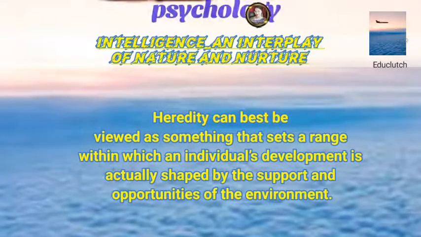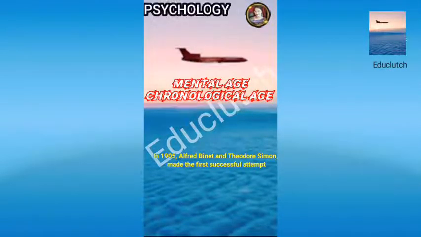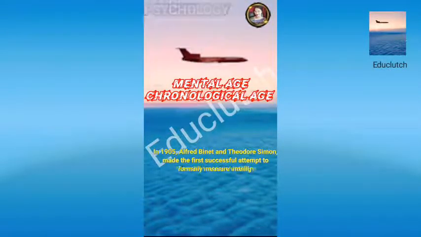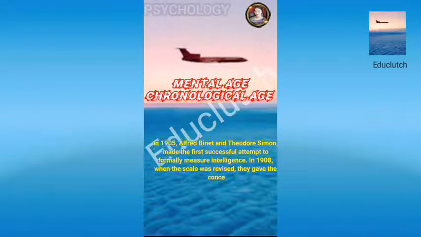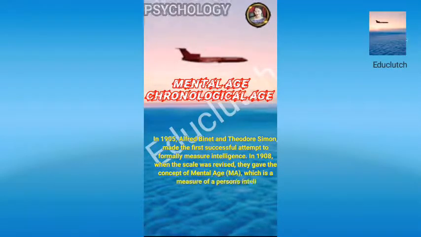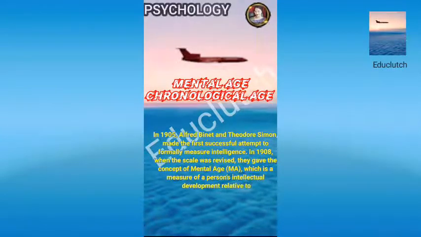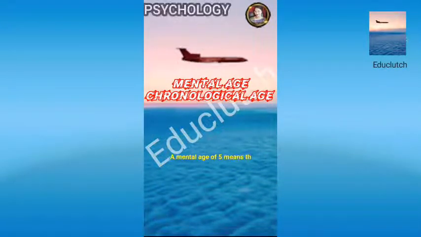It was in 1905 that Alfred Binet and Theodore Simon made the first successful attempt to formally measure intelligence. In 1908, when the scale was revised, they gave the concept of mental age, which is a measure of a person's intellectual development relative to people of his or her age group. A mental age of 5 means that a child's performance on an intelligence test equals the average performance level of a group of 5 years old.